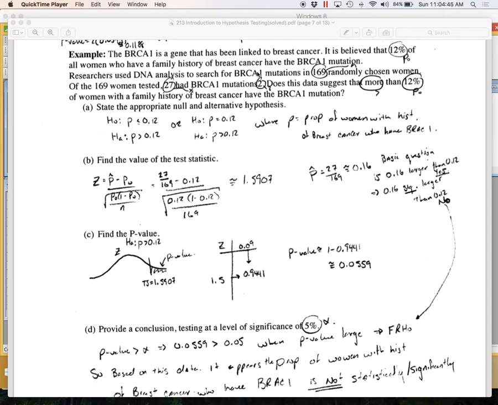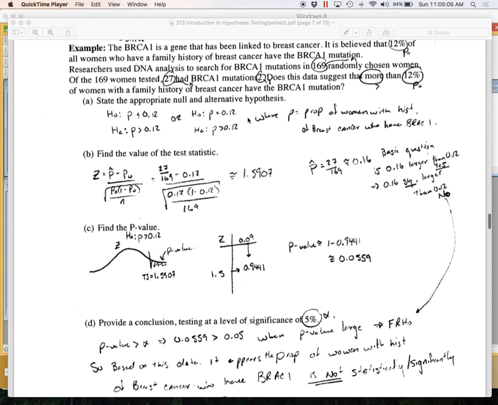Keep on reading. It says that they chose 169 women. That's the sample size. And of that 169, 27 of them had the gene. Does this data suggest that more than 12% of women with breast cancer have this gene? So here, more, that's the greater than sign.